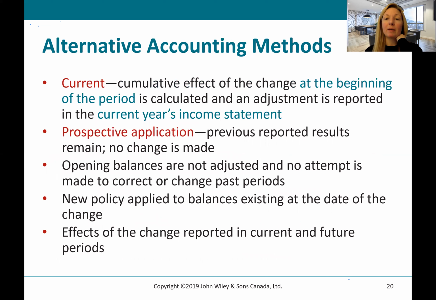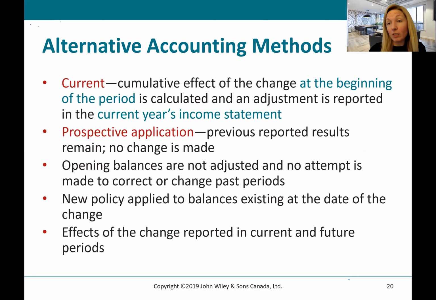There's a prospective application, which is where previously reported results remain, so no changes are made to the previous year's net income, the opening balances are not adjusted and no attempt is made to correct or change past periods. The new policy is applied to the balance existing at the date of the change, and the effect of the change is reported in current and future periods. So it's literally just prospective going forward, and retrospective is obviously looking back and trying to fix what went wrong.